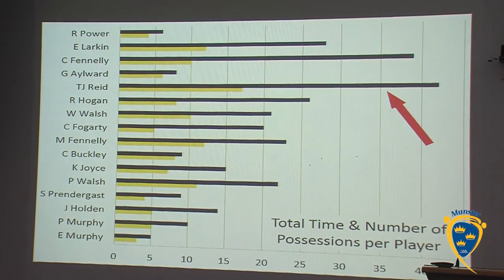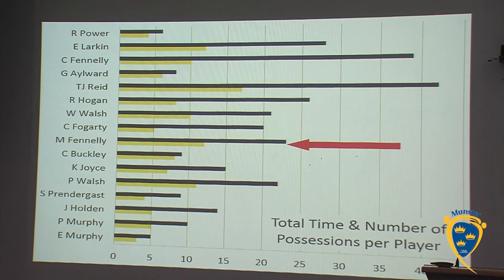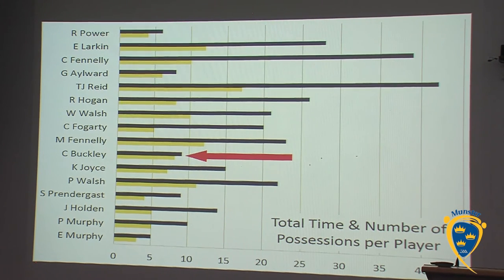So TJ, 42 seconds, but how about the rest of the players and their time in possession? In black, the time in possession. In yellow, the number of possessions. So TJ, all the way out in front, 42 seconds. Michael Fennelly, 23 seconds for 12 possessions. But let me draw your attention to Killian Buckley. He had 8 possessions and 9 seconds. Now that's 1.1 second per possession. Now what is that telling us?